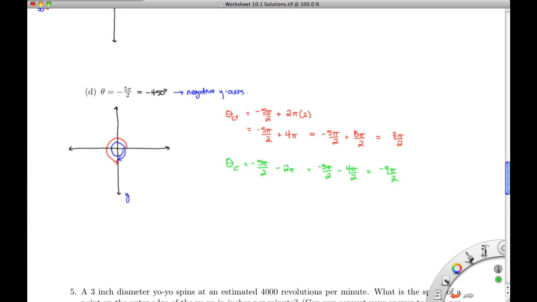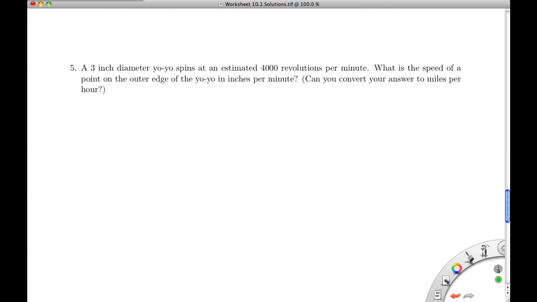Okay, so the last problem here is a bit of an application. We're told that a 3-inch diameter yo-yo spins at an estimated 4,000 revolutions per minute. What is the speed of a point on the outer edge of the yo-yo in inches per minute?